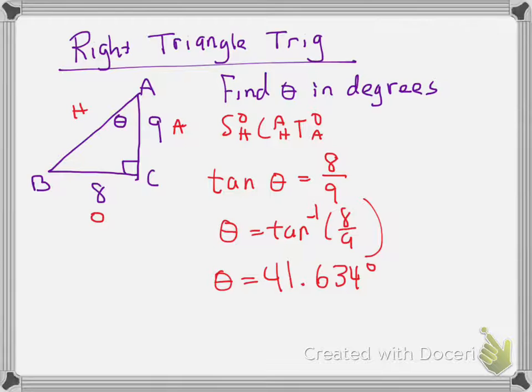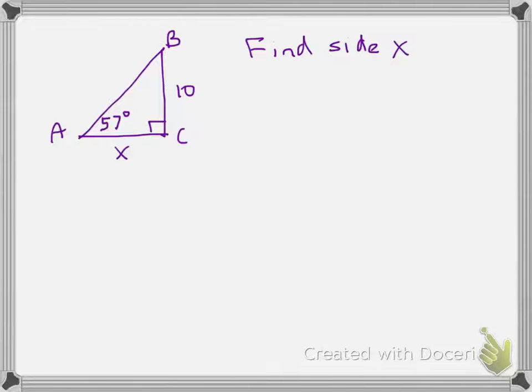So now for the second problem, we're going to do something very similar. We're going to try and find a side length, but this time we're still going to use our trig. Now I have one missing side, but I do have another angle measure. All right, so same idea. Here's my hypotenuse, here's my opposite side, and here's my adjacent side. So we're still going to our SOHCAHTOA.